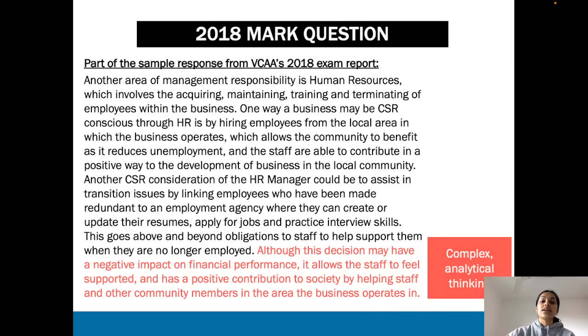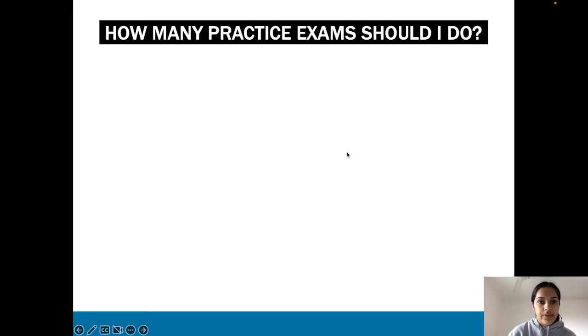So it's clear that they're addressing another area of management responsibility. And then they're going on to talk about the definition. And then even then they've said one way a business may be CSR conscious through HR is by X, Y, and Z. So now it's clear that the student is linking to how CSR can be implemented in the decisions of the HR manager, which they've sort of outlined. So when you are writing your answer, it's always good to just be clear in what you're saying. So that's what this answer has done very well.